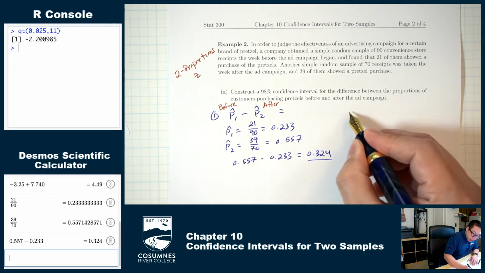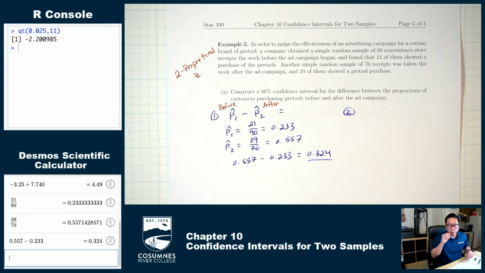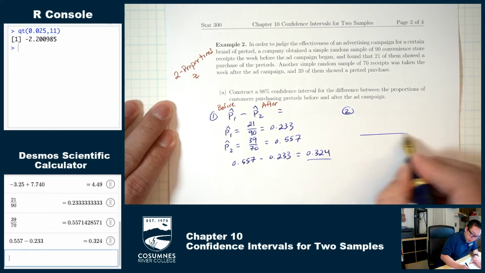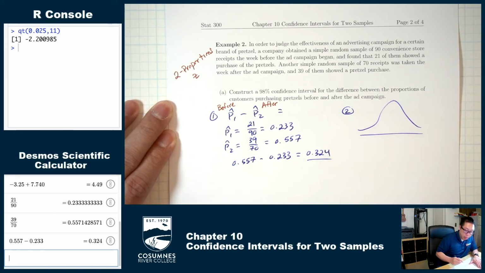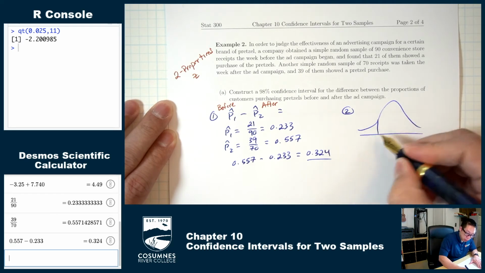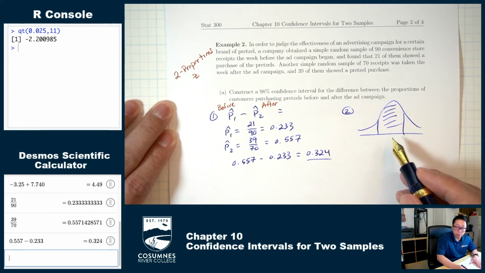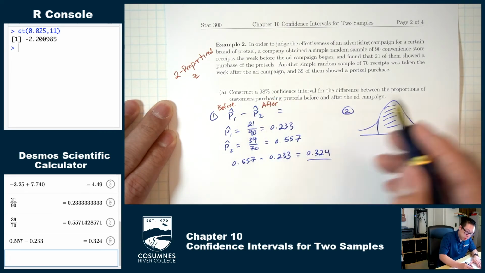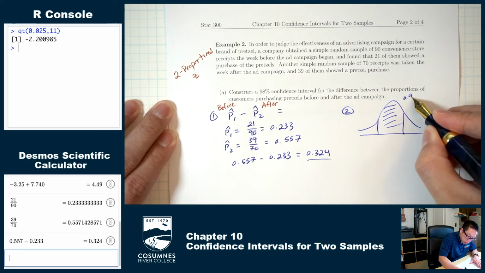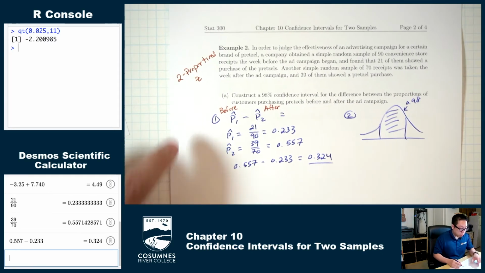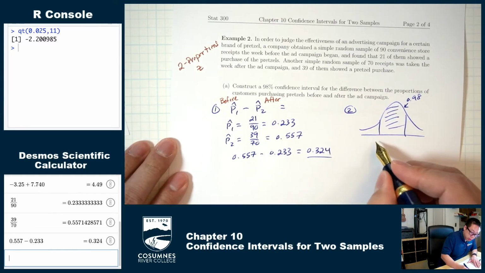Now, step 2 is to find a critical value, Z star or T star. Critical value always has to do with this picture, and for confidence intervals it's always shaded in the middle. The area in the middle is the confidence level. Our confidence level here is 98% confidence, so that's the area in the middle, 0.98. And we're talking about Z's here, so we're looking for Z stars.